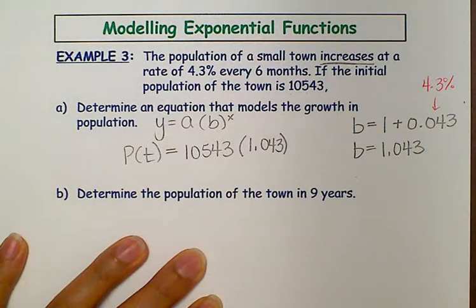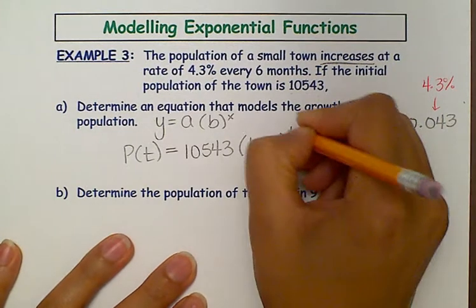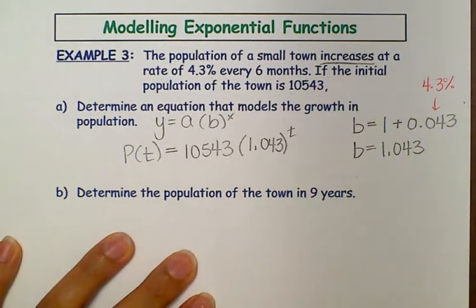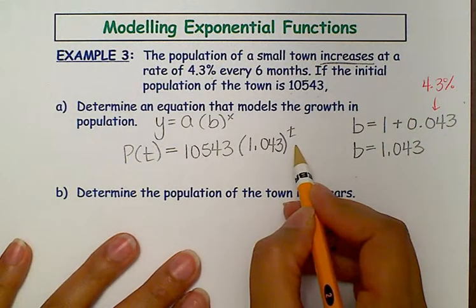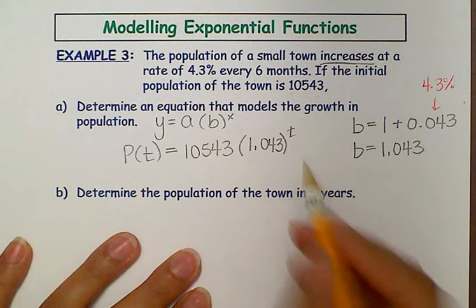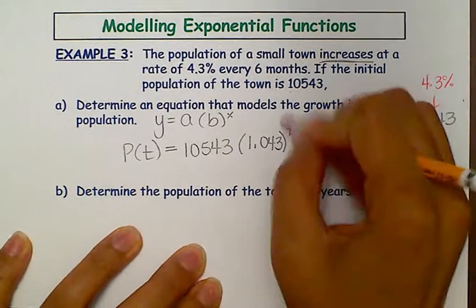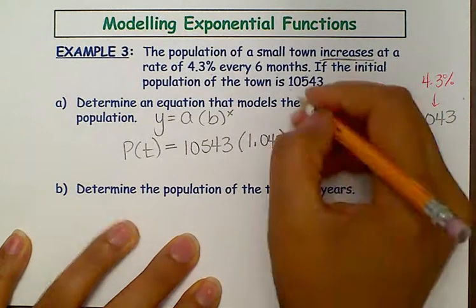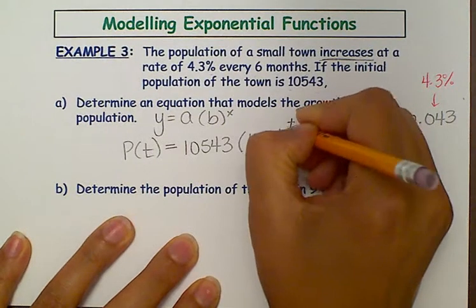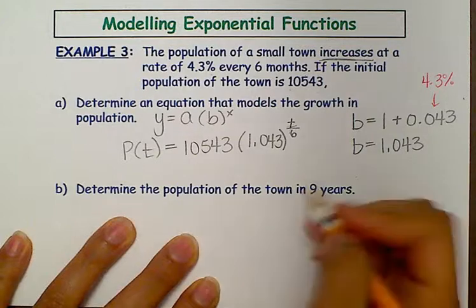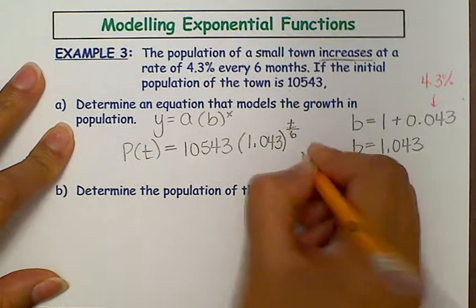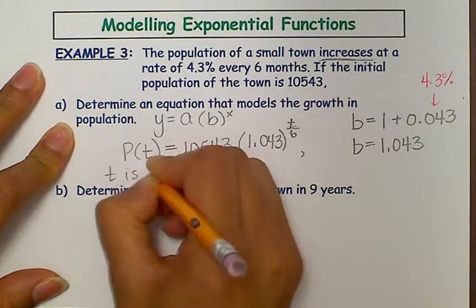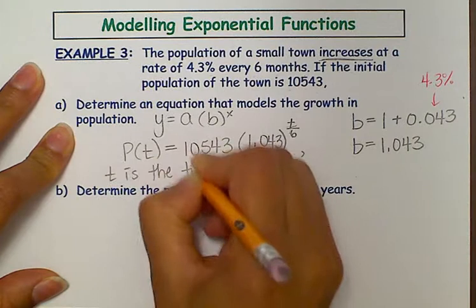That's 1.043, and my exponent part is going to be t, because I'm looking at time. However, if I look at time in months, this means every month the population is going to increase by 4.3%. Is that true? No, it's not. The population is going to increase by 4.3% every 6 months. So I need to take this time value and divide it by 6. Because it doesn't specify what my time values go by, I need to indicate that. So I need to specify that t is the time in months.